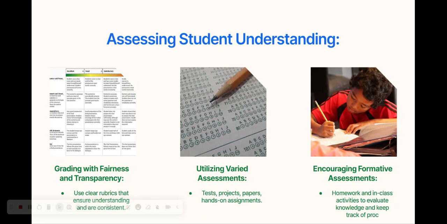Assessing student understanding. This is how I plan on assessing these students. That includes grading with fairness and transparency. This means always having the same rubric, always using clear rubrics and making sure they're consistent. Next, I will utilize varied types of assessments. This includes tests, projects, papers, any hands-on assignments, working together, like I said, the simulations with the mock trials, stuff like that. And then also encouraging formative assessments. That includes homework and in-class activities. That way I myself can watch and keep track of their progress.